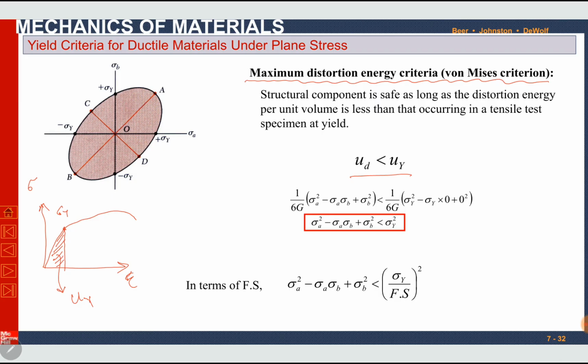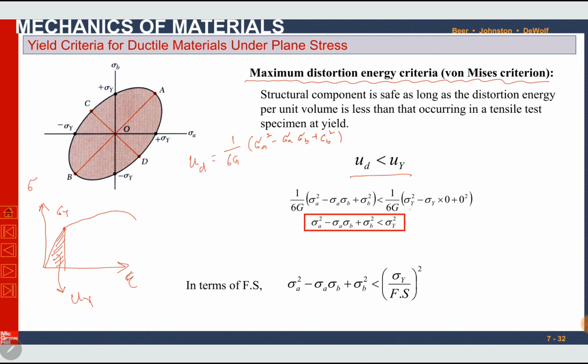If u d, the distortion energy, is less than u y, the energy required to achieve yielding. So u d, from chapter number 11, you will find it is 1 over 6G times (sigma A square minus sigma A sigma B plus sigma B square). I am not going to explain it here. This expression is as it is, you have to use it. In a unidirectional tensile test, one of sigma A and sigma B is 0 and the other is equal to sigma y at yielding.